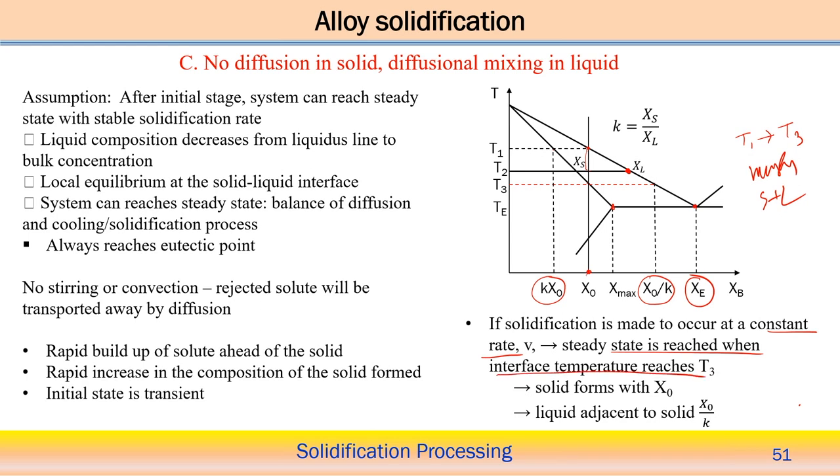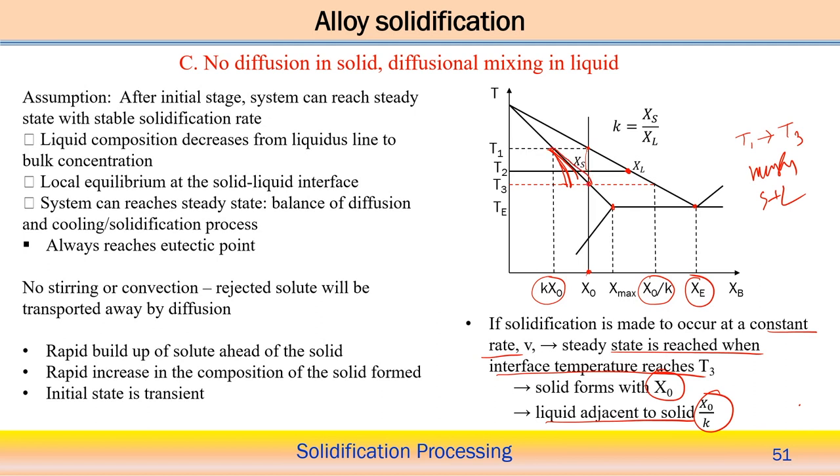So if you want to reach the steady state, the interface temperature will try to reach T3. In this case, solid will form close to X0, but the adjacent liquid composition will be X0 by K. The solid will be close to X0 because we are not allowing diffusion in the solid. So the solute follows this path, but diffusional mixing will try to occur.